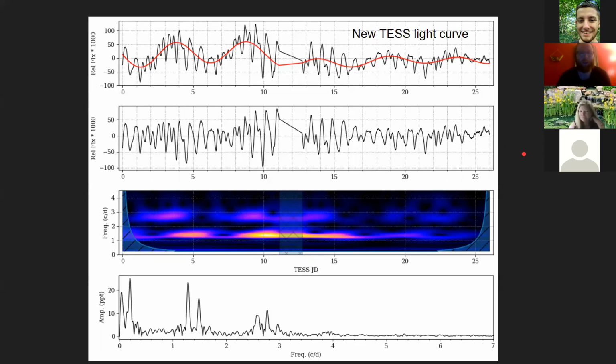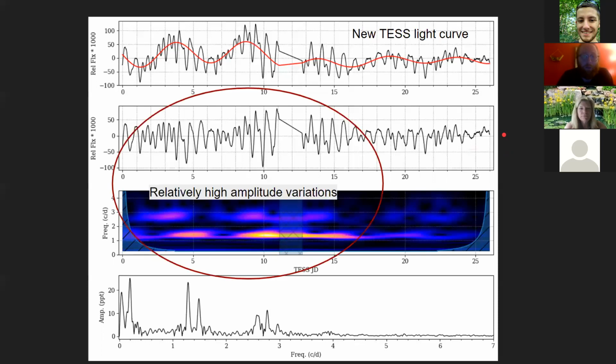So next, I want to look at some of the circumstellar lines in this star. Before doing that, I just want to highlight that basically in the first 2/3 of the TESS light curve, we have relatively high amplitudes in photometry. You can see that obviously by eye or in the wavelet plot here, whereas in the last third, the amplitudes are present but lower.